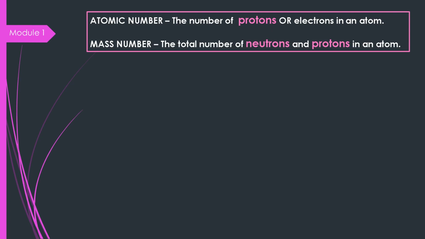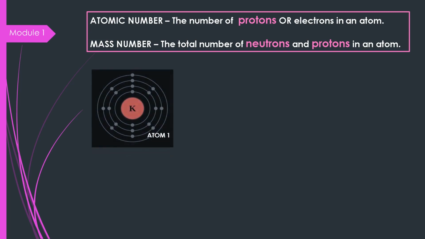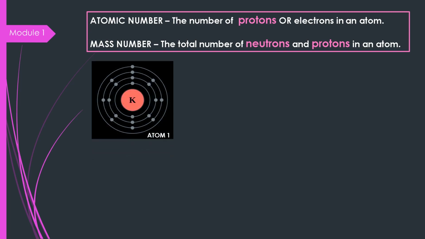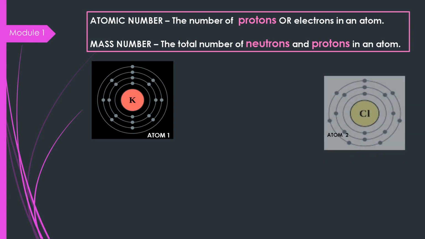And what do you mean by mass number? Mass number is actually the mass of the atom. The basic mass of the atom is concentrated in the nucleus because the neutrons and protons are the heavier particles. So the mass number of an atom will be the total of neutrons and protons in an atom. That is basically the weight of the nucleus. So atomic number is the number of protons and mass number is the total of neutrons and protons in an atom.